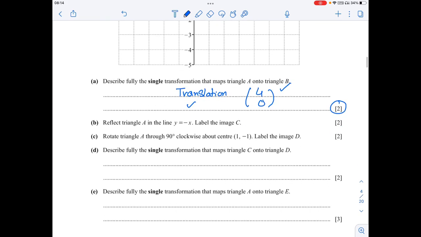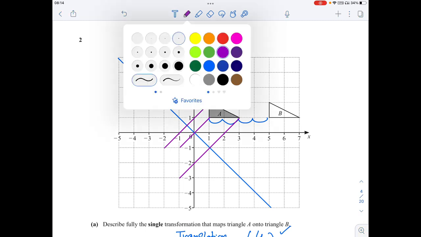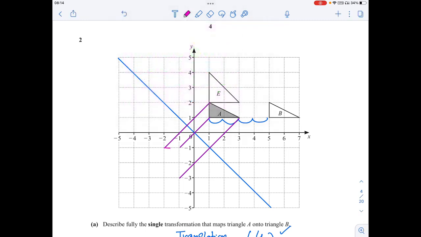Then reflect A in y equals minus x. So first draw y equals minus x. This is the straight line y equals minus x. Now how should I be drawing it out? 1 unit over here, so it should be 1. 1.5 units over here, so it should be 1.5. 2 units over here, so it should be 2 units. Now join this one. It's going to be this particular triangle. And he is asking us to label it as C, so we have labeled it.